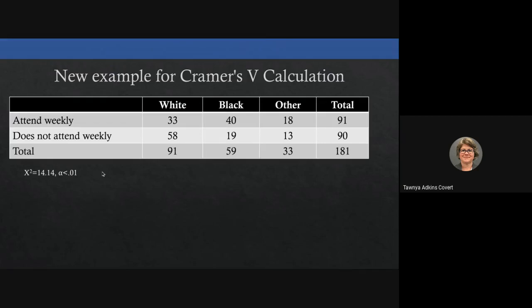So I ran a quick chi-square using that chi-square calculator that I showed you the link to before. And I found that the chi-square for this is 14.14 with an alpha level of less than 0.01, so it is statistically significant. What we would be able to say then in the interpretation is that there is a statistically significant association between race and religious attendance. But let's calculate Cramer's V and see what it can also tell us about the strength of that relationship.